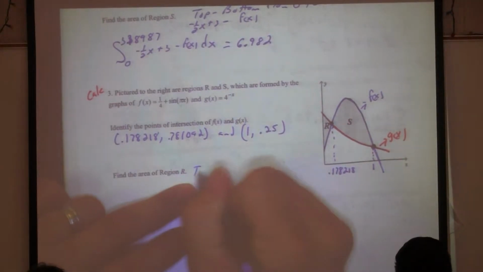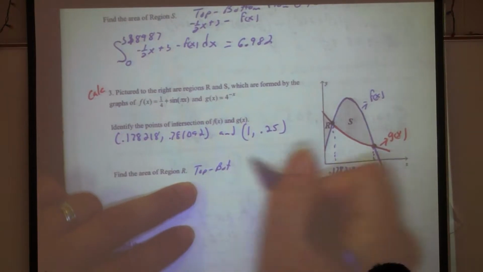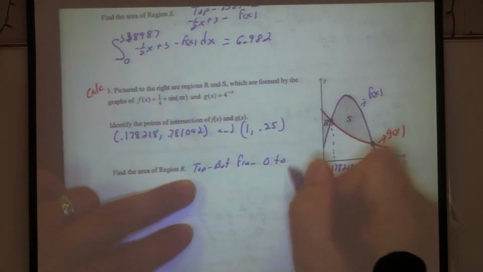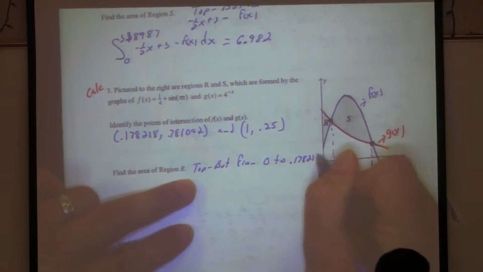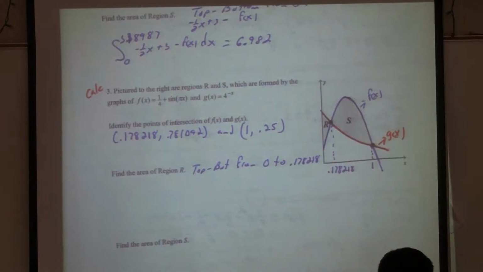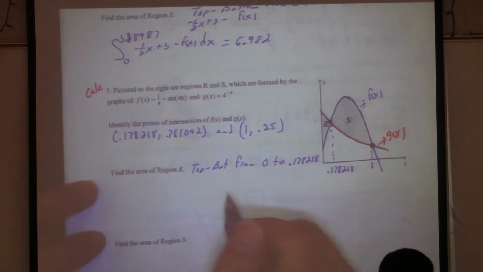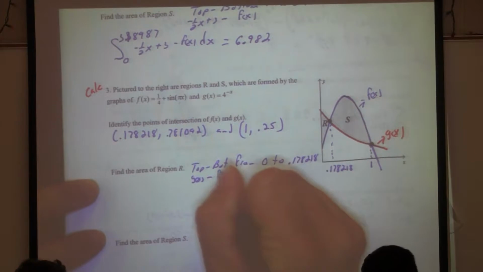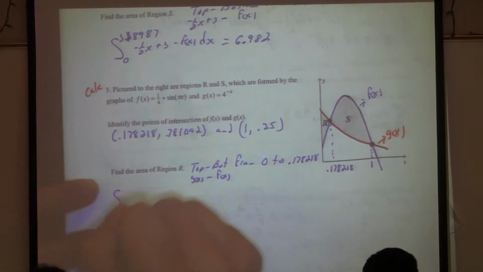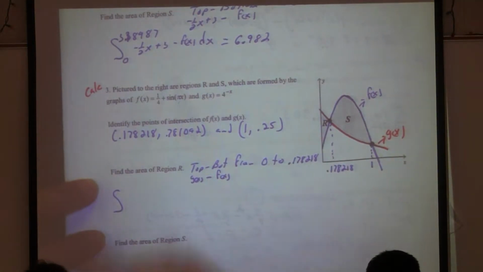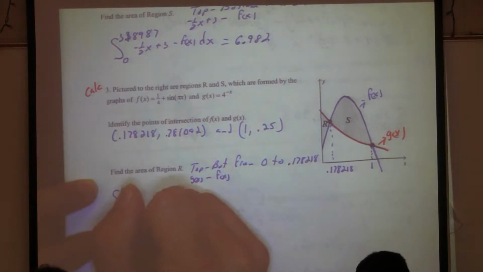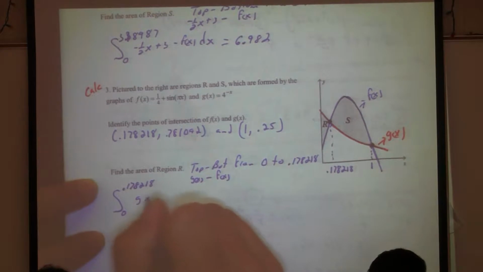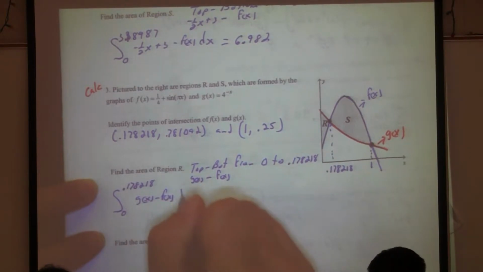But let's write that down. We're doing top minus bottom. From 0 to what? 0.7, 0.7, 0.8, 0.8. Very good. So set up the integral. The top function we said was g of x minus the bottom function, f of x. You've got everything to set up your integral. From 0 to 0.178218, g of x minus f of x dx.